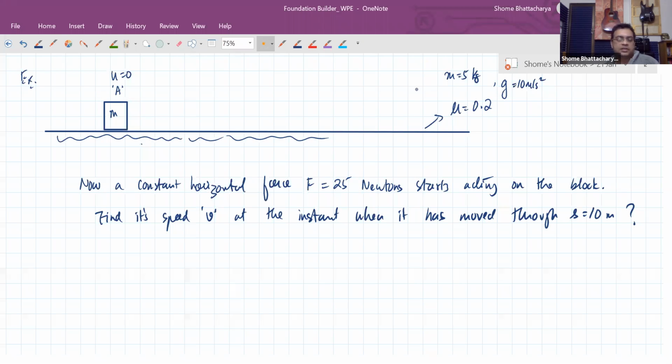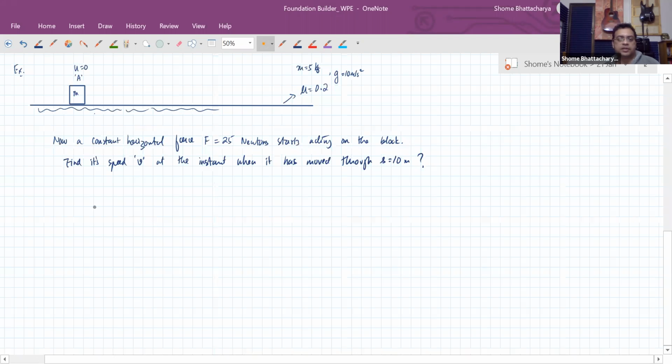Let's finish this problem first. What we have to understand here is that, of course, we can solve the problem by first finding the acceleration and then using kinematics. So we have one method like this. Method one could be to solve the free body diagram and find the acceleration, and then use kinematics to find the speed from the acceleration that we have calculated. So there we can do this two-step process.